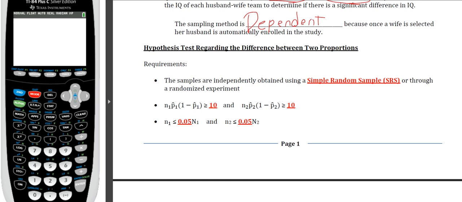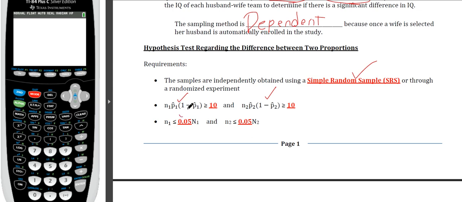Now, what we're going to do is talk about how we do hypothesis testing and also confidence intervals on these. To do so, we need to talk about the different conditions that we need to meet. The three conditions are going to be the same. The samples that we gather are from a simple random sample, so we still want that. We also want np(1 minus p) greater than or equal to 10, but we want that for both sample 1, hence the subscript of 1 there, and sample 2, hence the subscript of 2 there. So we're going to have to do this for both groups.